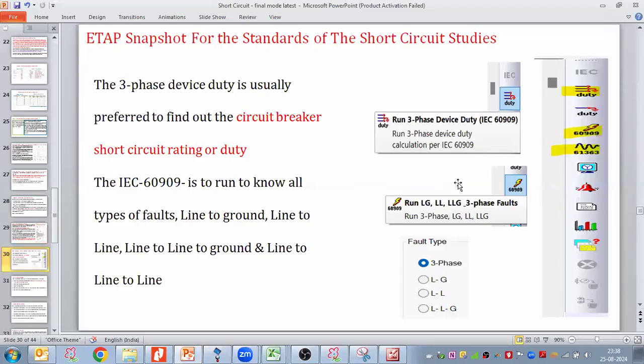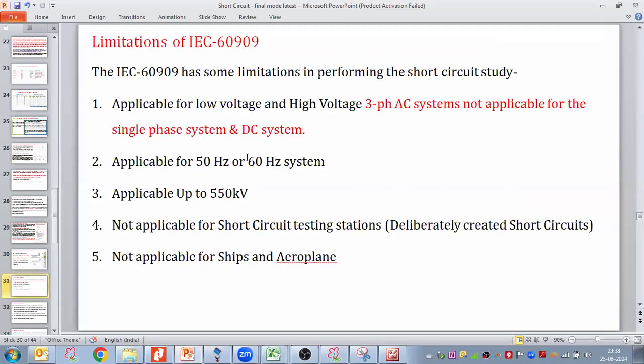in that case, instead of duty, click on 60909. This IEC 60909 is run to know all types of faults: line to ground, line to line, line to line to ground, and three phase. So then we will use 60909. Clear? The limitations of 60909.